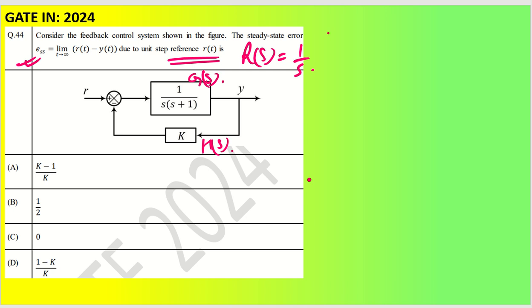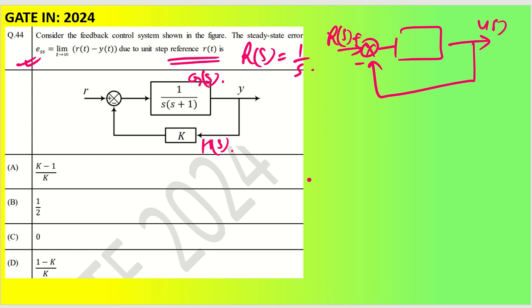To solve this kind of question, we first have to understand how we can solve this. First you have to convert this in terms of a unity feedback system. So it will look something like this. This is my minus, this is my plus, this is my R of s, and this is my Y of s. And this is my G1 that will come from the combination of this and this. Got it? So that is kind of the open loop transfer function.